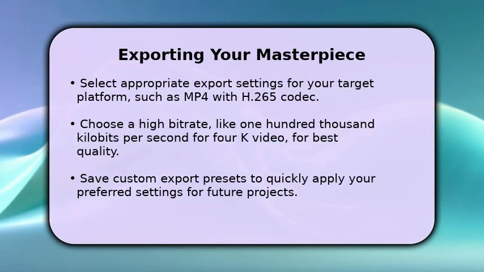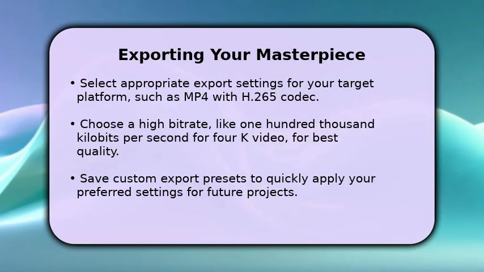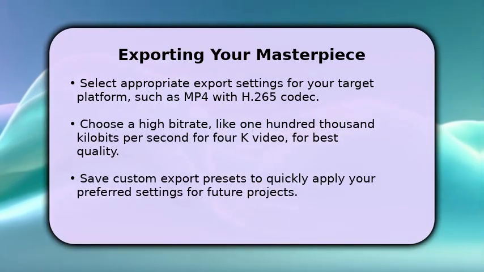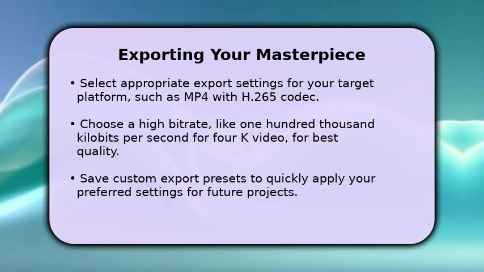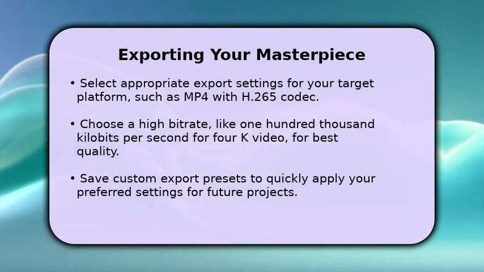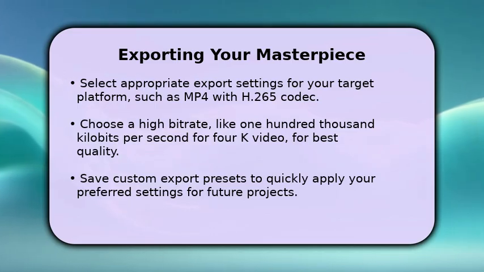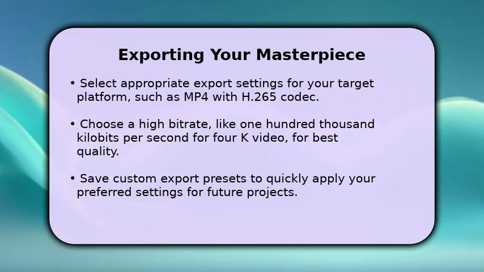After perfecting your video with edit pack elements, it's time to export your masterpiece. Head to the Deliver page and select your desired output format, typically MP4 with the H.265 codec for excellent quality and efficient file size. For optimal visual fidelity, especially for 4K video, set your bitrate to around 100,000 kilobits per second.